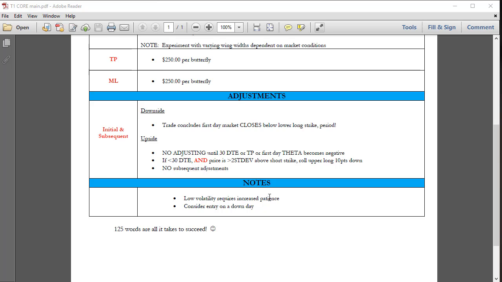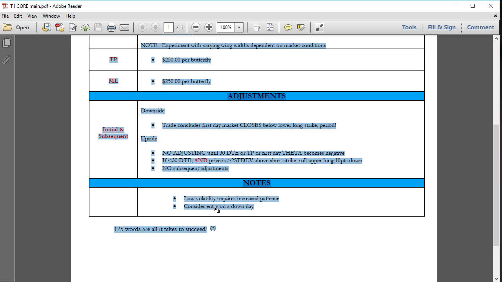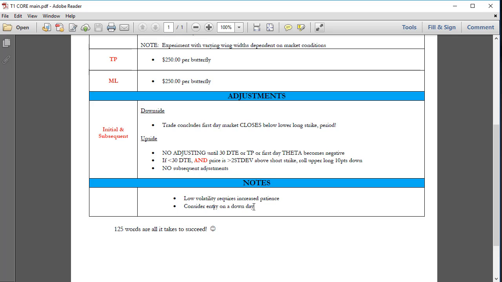Low vol requires increased patience. Consider entering on a down day. Is that mandatory? No, of course not. You can enter it on an up day, but I put that in there because you will have better fills on a down day when the volatility is increased. All right. So super, super simple.